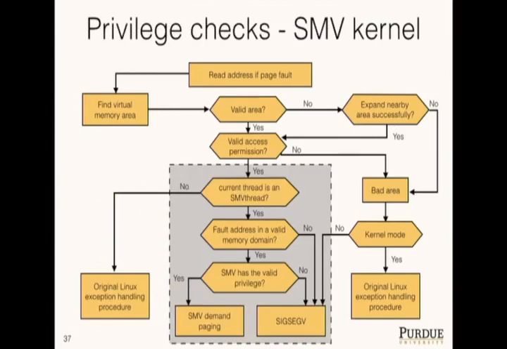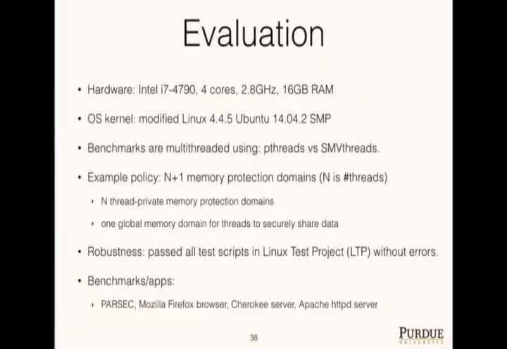Our privilege checks first make sure of the thread type. If the fault is generated by an SME thread, it further checks whether the SME thread is running in the SMB that has the privilege to access the domain containing the fault address. If the page fault passes all checks, then the SMB kernel will perform domain paging to fix the page fault. Otherwise, the SMB kernel will send a segmentation fault signal to the faulty SMB thread to block underprivileged access. So that's all for the high-level implementation. Now we go to evaluation.